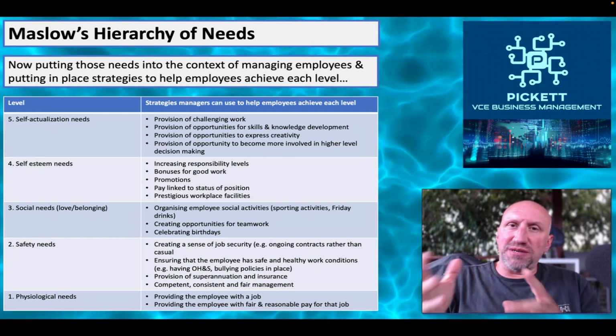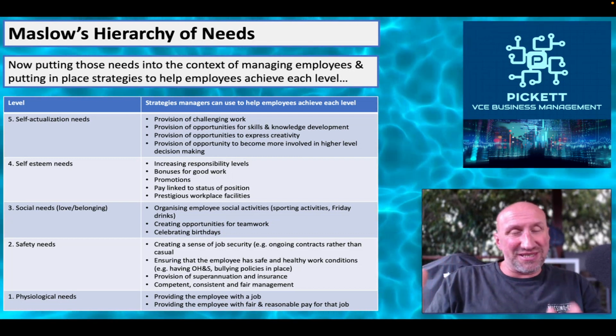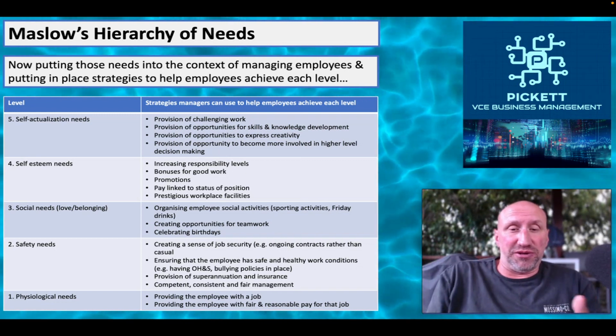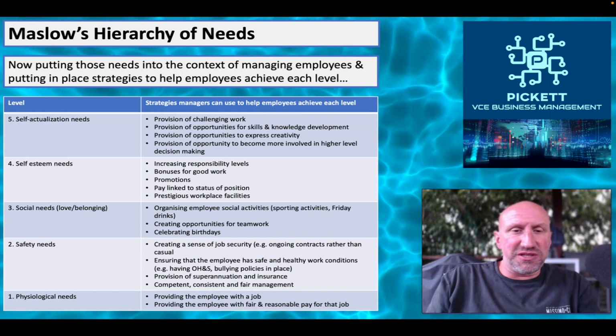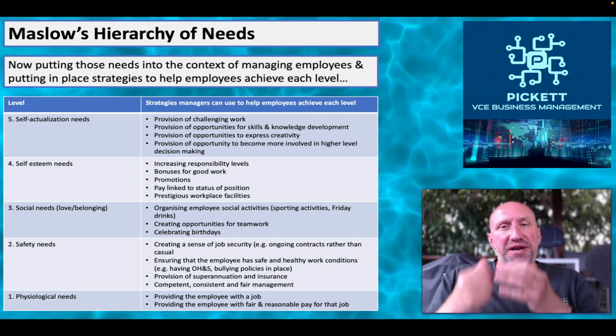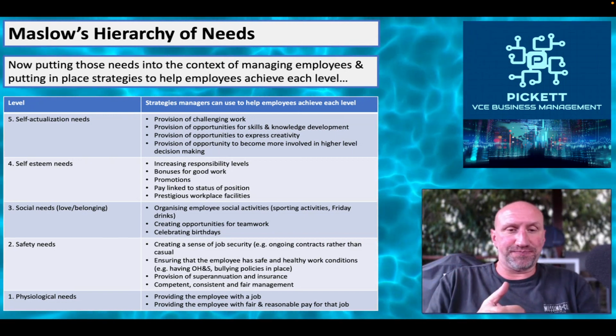So the strategies the manager can use to get employees to have that level satisfied are things like organising employee social activities, sporting activities, Friday drinks, anything that brings people together and encourages a sense of team.